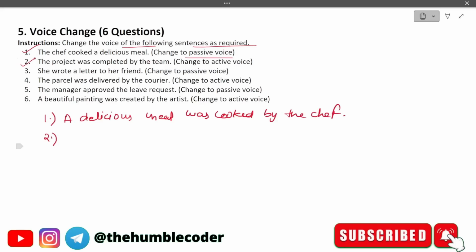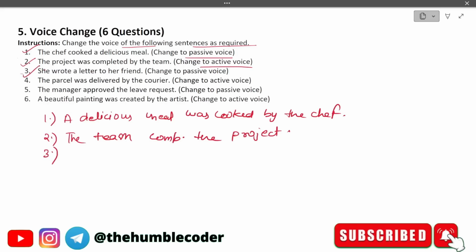Let's see question 2, and this sentence is in passive voice. We need to change it to active voice. The question is, the project was completed by the team. We need to change this to active voice. The correct answer will be, the team completed the project. Okay, so this is the correct answer. Let's move on to the next question now.